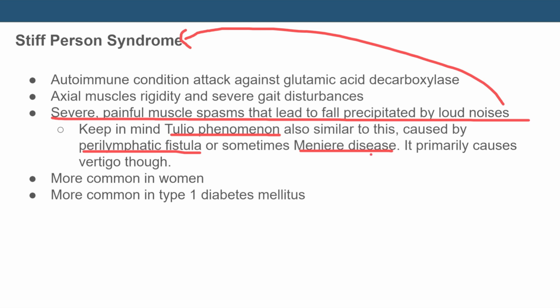So a patient is going to hear a loud noise and they're going to get vertigo, and they can also fall to the ground. And this syndrome, which is stiff person syndrome, they can also hear a loud noise, then they get painful muscle spasms and they can fall to the ground. And we're going to differentiate between these two conditions in the next slide. And you also have to know that stiff person syndrome is more common in women and it's more common in patients with type 1 diabetes mellitus. In fact, patients with type 1 diabetes mellitus, and this is an autoimmune condition, sometimes you can see positive antibodies against glutamic acid decarboxylase as well.